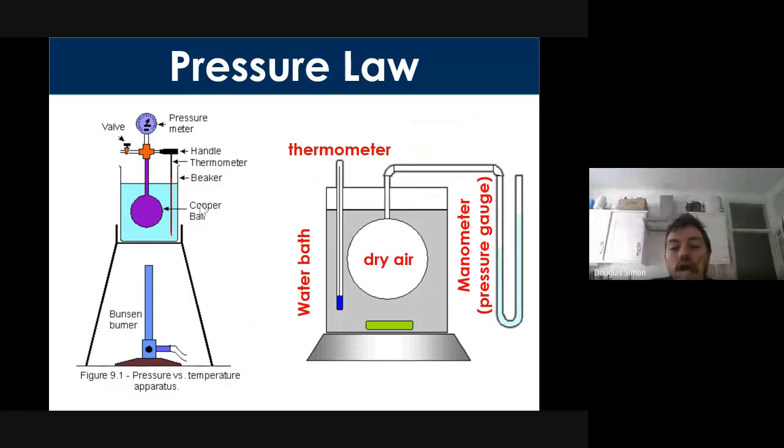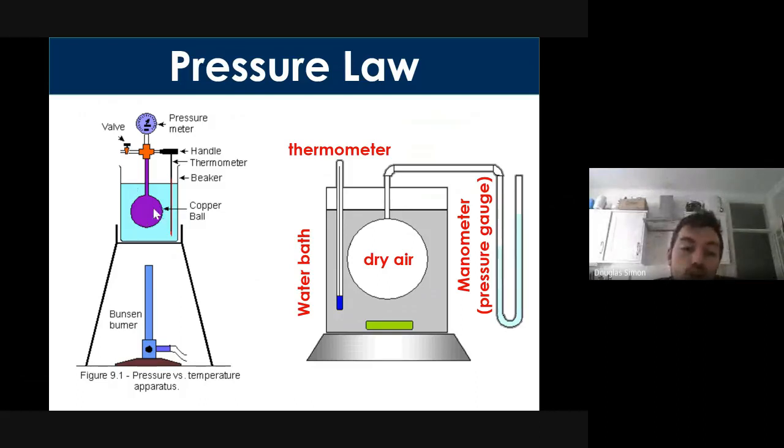What else? Well, we can use a Bunsen burner or we can use a water bath. What are the advantages and disadvantages of both of them? Well, a Bunsen burner is faster. But does faster mean good? Well, probably not, because as we heat up the water obviously takes time to heat up, but it also takes time to heat the metal ball up, and it takes time to heat the air up inside.